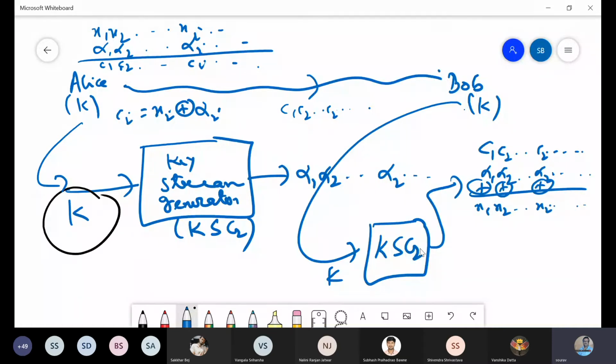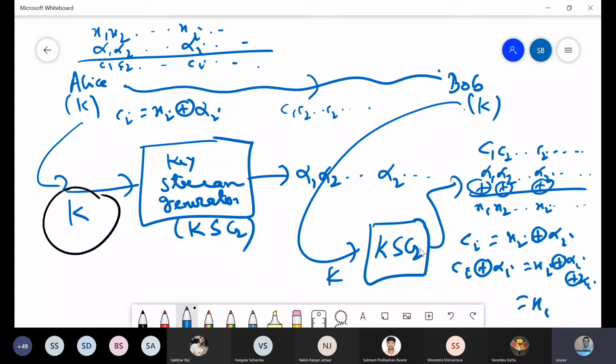And Bob will get back the message xi. Because ci is xi XOR alpha i, if you do another XOR with alpha i, alpha i XOR alpha i cancels out, and this will give us xi. So this is the correctness of this scheme. If Bob cannot decrypt it, then there is no question of using this cryptosystem. So that is the whole idea behind it. It should be easy, and Bob should be able to decrypt it. Okay.